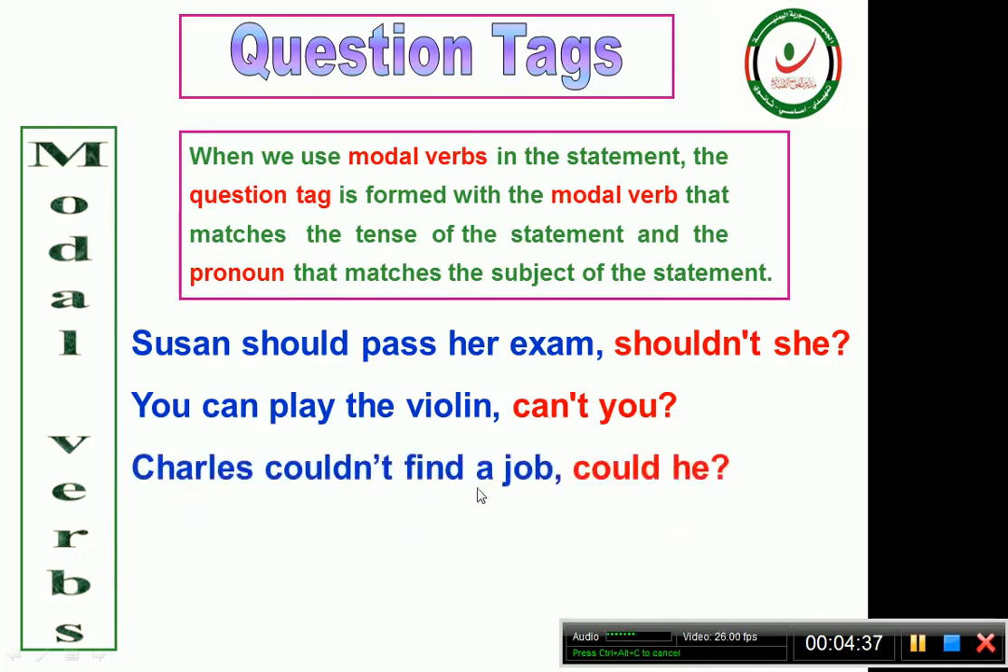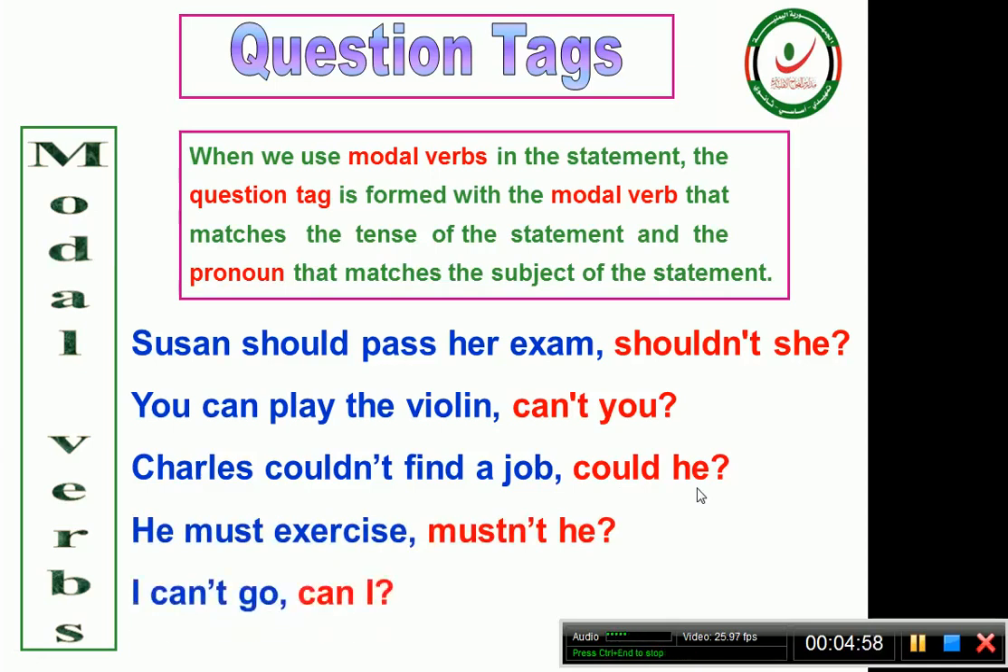Charles couldn't find a job. Could he? Because couldn't here is negative, we should write in the question tag affirmative. And Charles is a man, we should write here he. Could he? The fourth example, he must exercise. Mustn't he? And the last example is I can't go. Can I? Can't is negative. We should write in the question tag here can as affirmative.